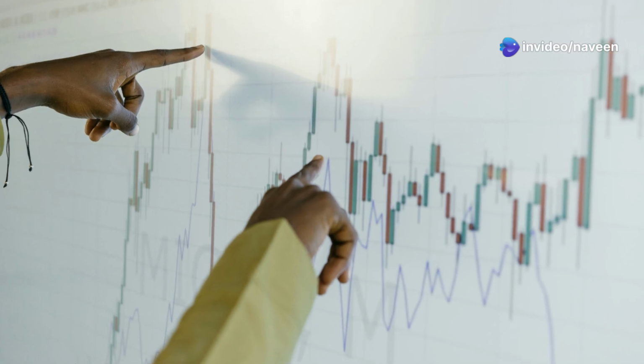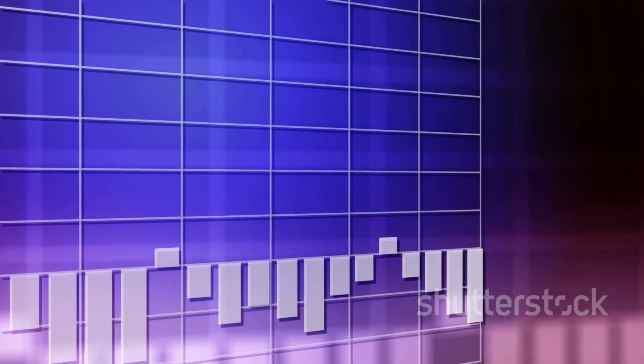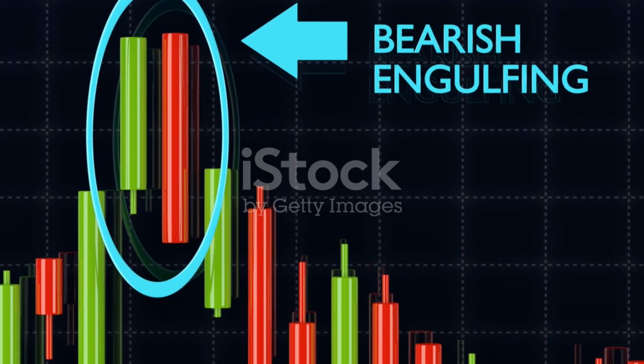The neckline is drawn connecting the low between the 2 peaks. A break below the neckline confirms the bearish reversal. This signals a potential sell opportunity.